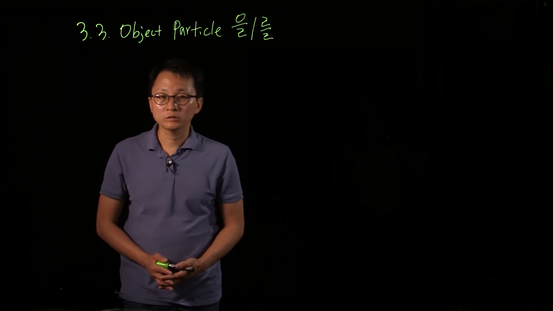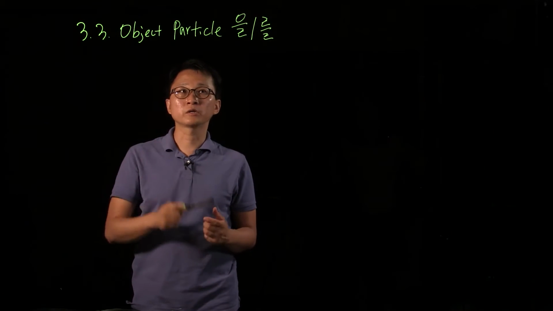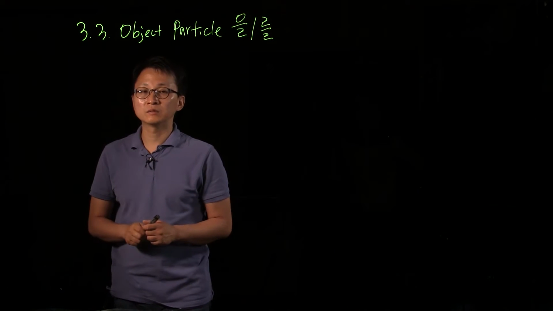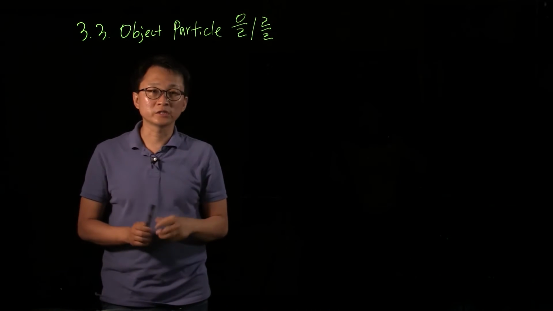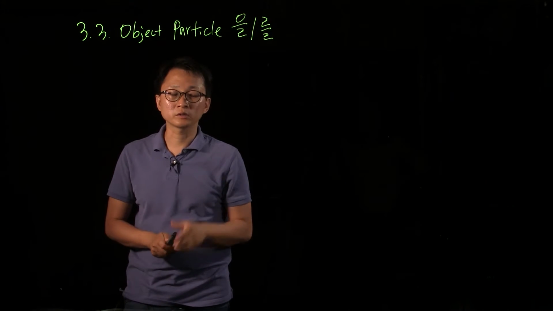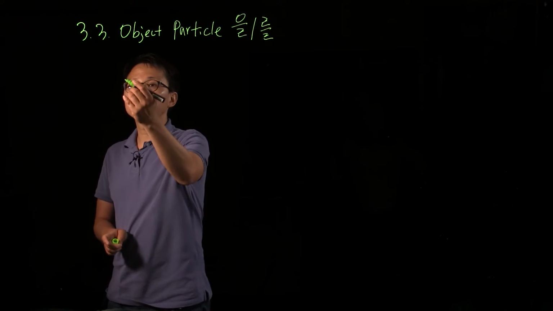여러분 안녕하세요. 자, 3.3 object particle을 봅시다. So what is object? So it's a grammatical term. Object, subject, object, verb. Let me give you one example.